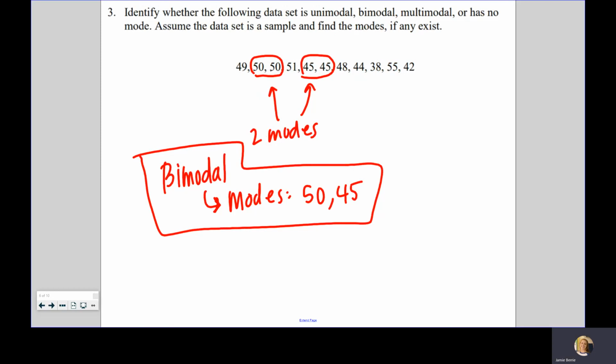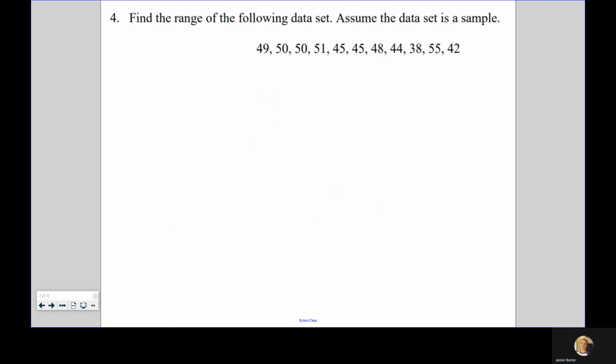All right, so we found the mean, the median, and the mode. Now we are going to look at the range. Again, the range, super easy to find. It says find the range of the following data set. Assume the data set is a sample. So if you remember, the range is just the largest data value minus the smallest data value.